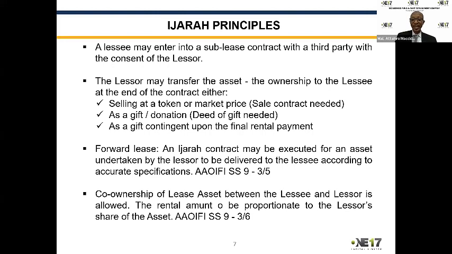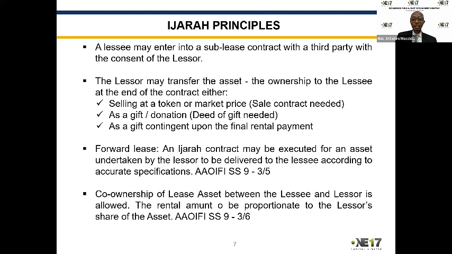The lessor may transfer the ownership of the asset to the lessee at the end of the contract, either through selling at a token or market price. That is, they have to execute a sales contract after the lease contract as needed, or may transfer it as a gift or donation, meaning there must be a deed of gift provided, or as a gift contingent upon the final rental payment. These are the ways the lessor can transfer the legal ownership of the asset to the lessee at the end of the lease contract.